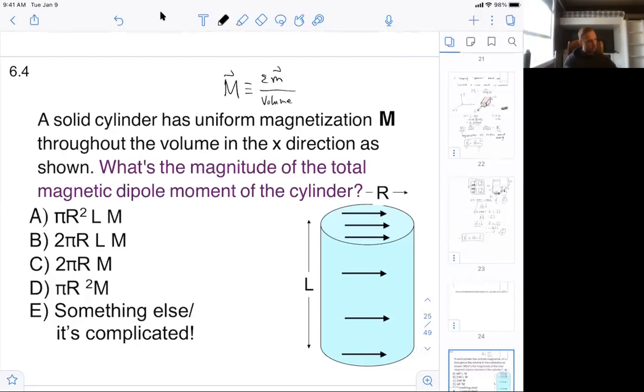All right, 10 more seconds. If you haven't voted already, please put in your vote. All right, let's take a look. I'm going to close this. You can see a direct application of your definition. Very good. So A is correct. You simply need to multiply the magnetization, which is uniform, times the entire volume of the cylinder, which is the surface area of the top and bottom times the height. Very good.